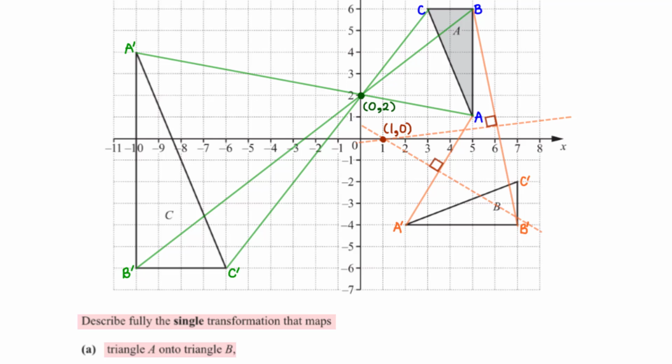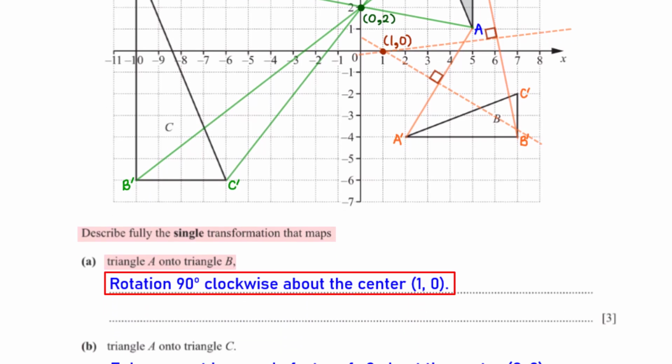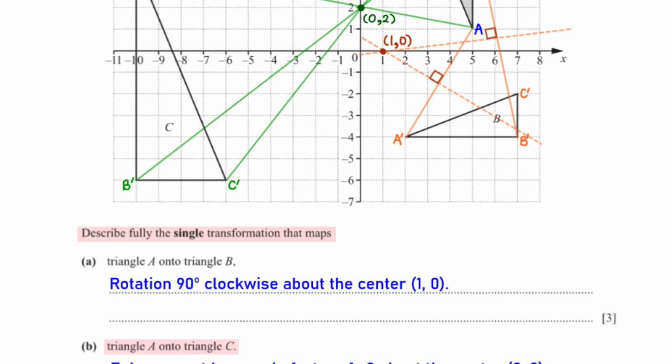For a 90-degree rotation, the way to determine the center of rotation is this. We draw a line to connect at least 2 corresponding points on both triangles. Then we need to draw the perpendicular bisectors of these lines. The intersection point of the bisectors is the center of rotation. In this case, the center has coordinates 1, 0. And so the full description for the transformation will be rotation 90 degrees clockwise about the center 1, 0.